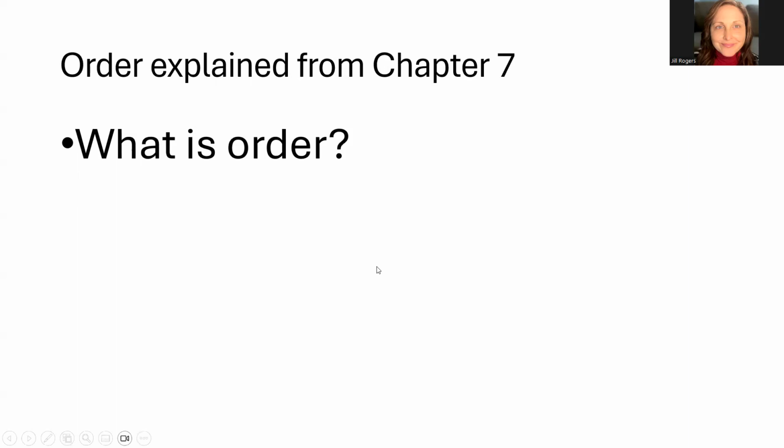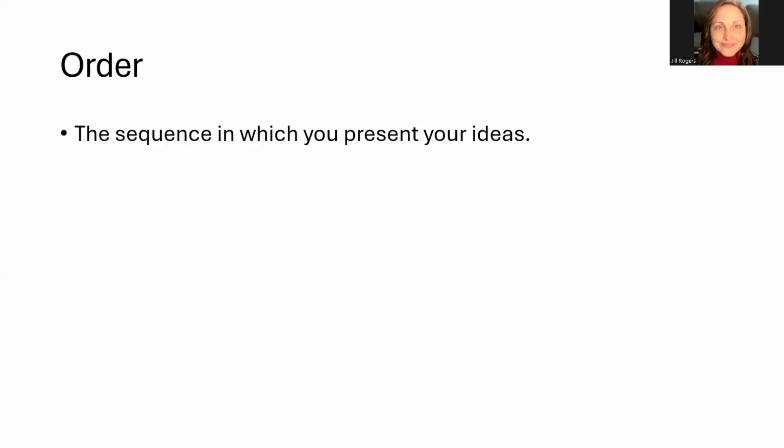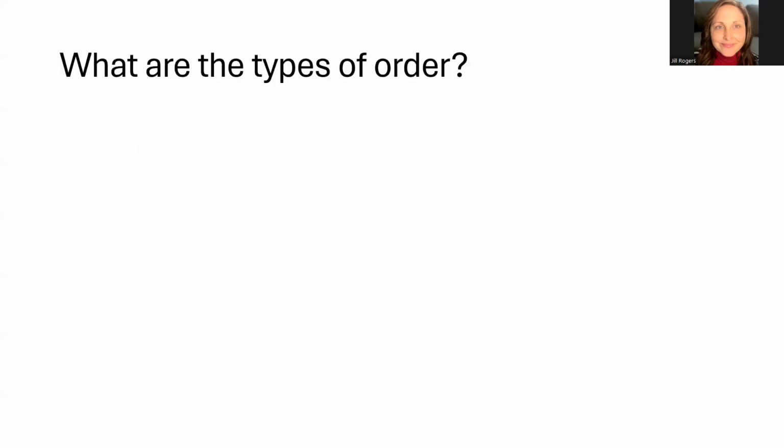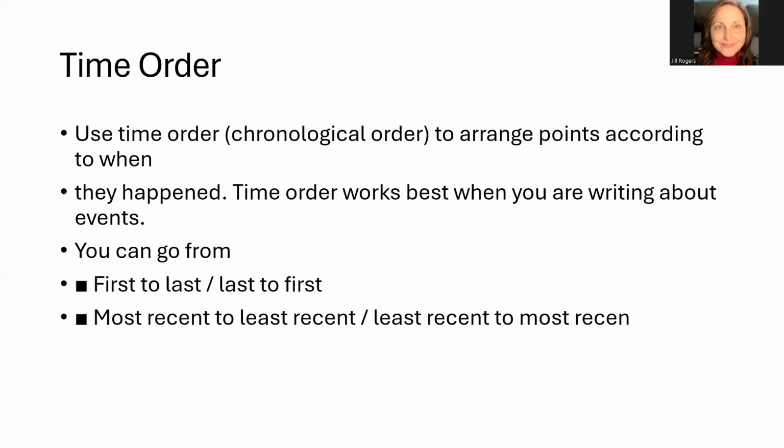Okay, so the first thing from Chapter 7 is, what is order? In regards to writing, order is the sequence in which you present your ideas. There are three different types of order. There's time order, space order, and order of importance. Okay, so for time order, we use time order, which also means chronological order. That means what came first, what came second, what came third, right? 1, 2, 3. Okay? To arrange points according to when they happened.